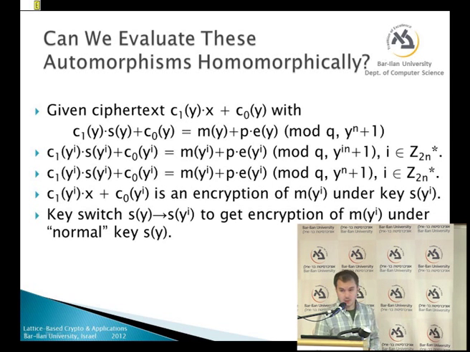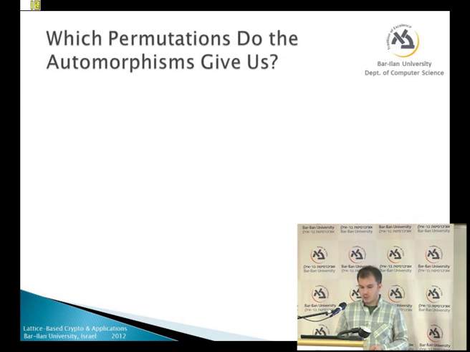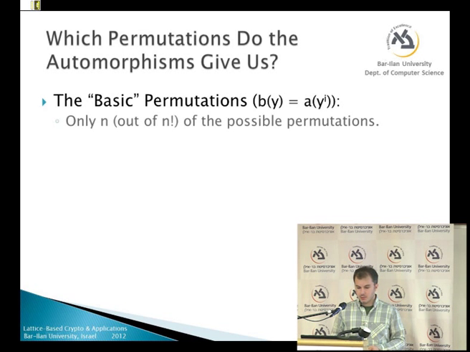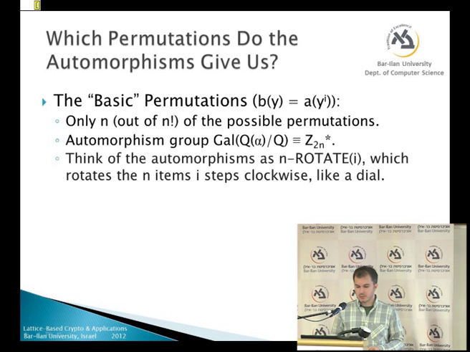So any questions? Through the miracle of key switching, we're able to actually permute the data within the array. Just the basic permutation so far. Okay, which permutations are these? Well, there's fun with Galois groups. I don't know a whole lot about Galois groups.